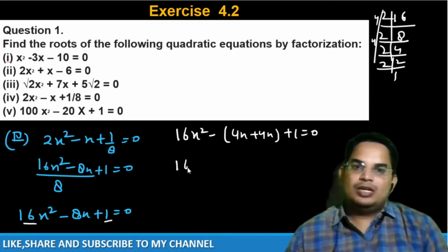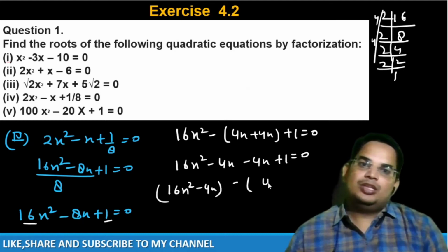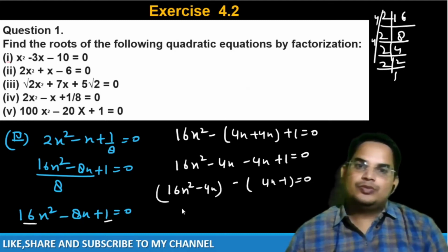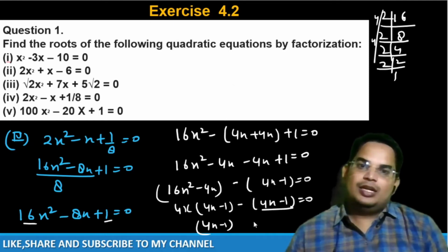After this, this is 16x square minus 4x plus 4x plus 1 is equal to 0. From the first two, take 4x common, it becomes 4x into 4x minus 1, and from the last two take 1 common, it becomes 4x minus 1 is equal to 0. So take the common 4x minus 1, and after this, what you will get? You will get 4x minus 1 is equal to 0.